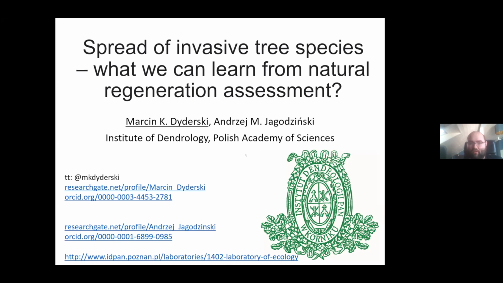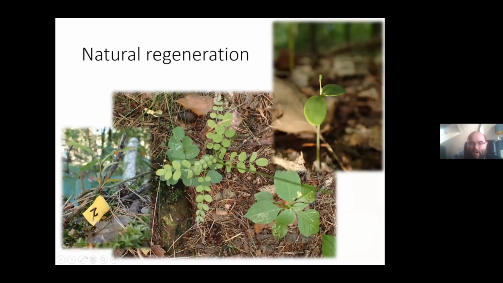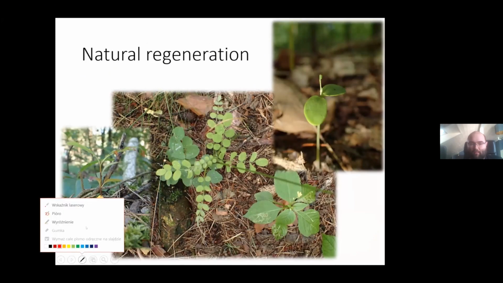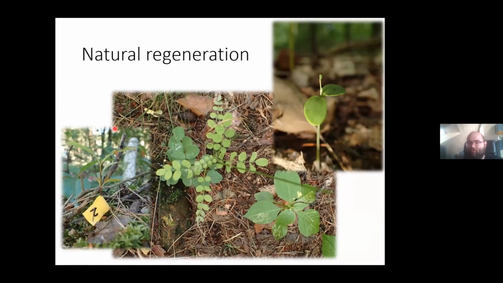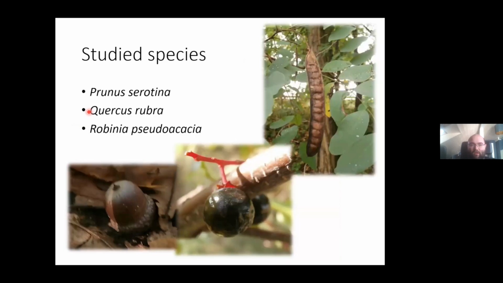regeneration of alien species. We focused on this because natural regeneration is a crucial phase of forest development, providing us valuable insights into a forest's future. We focused on the seedlings and saplings of three alien tree species: Prunus serotina, black cherry, Quercus rubra, northern red oak, and Robinia pseudoacacia, black locust.